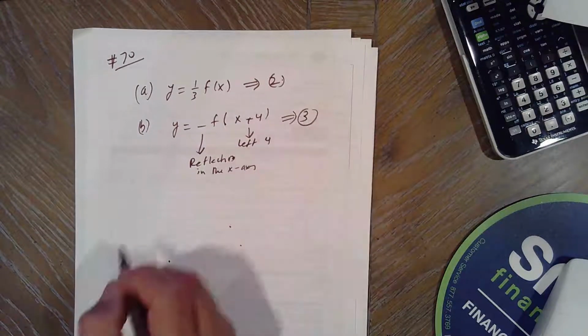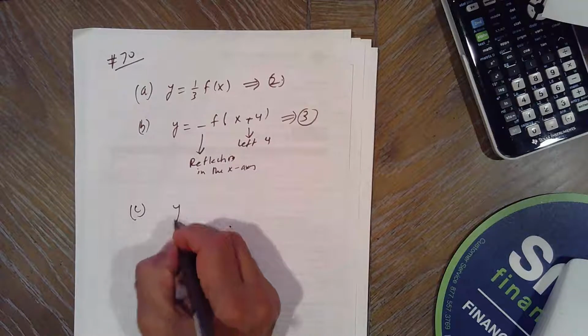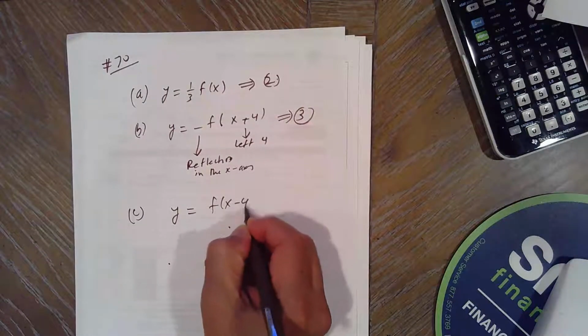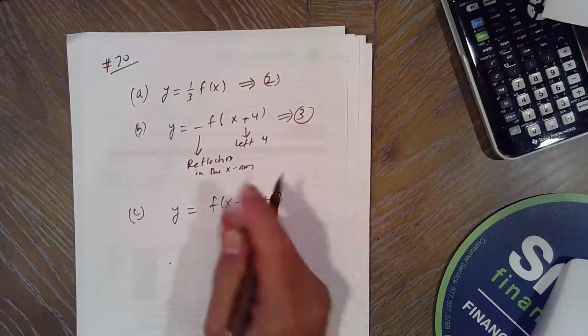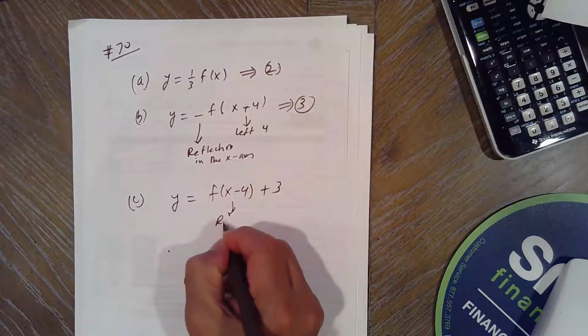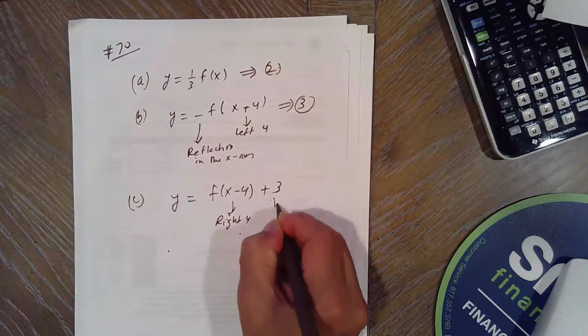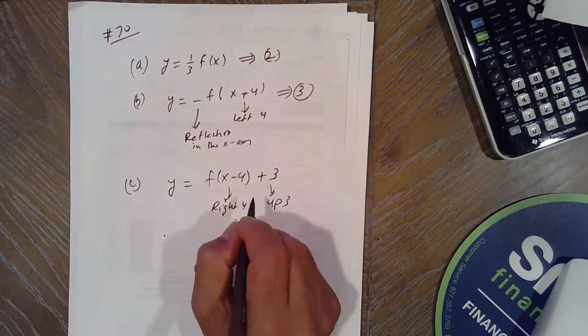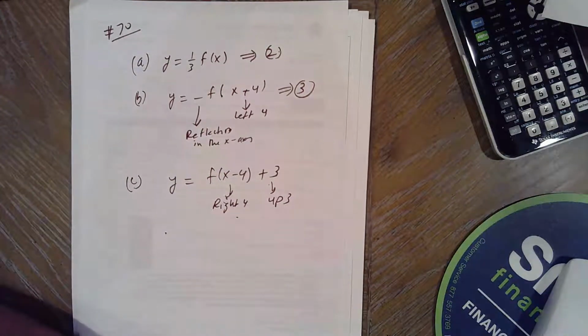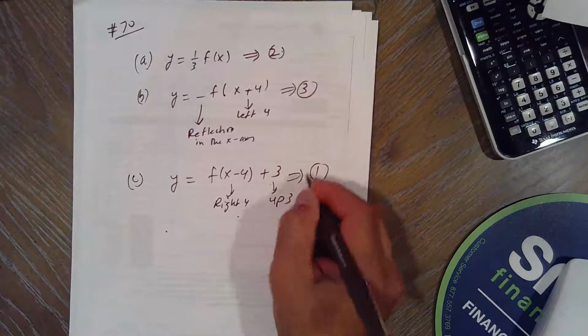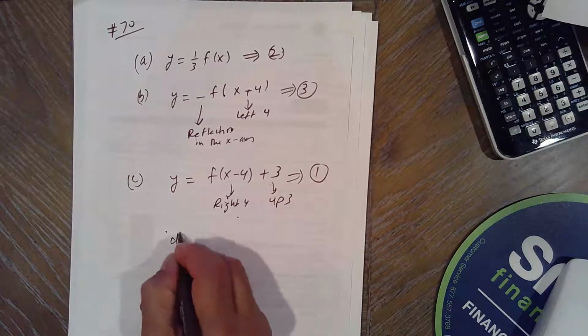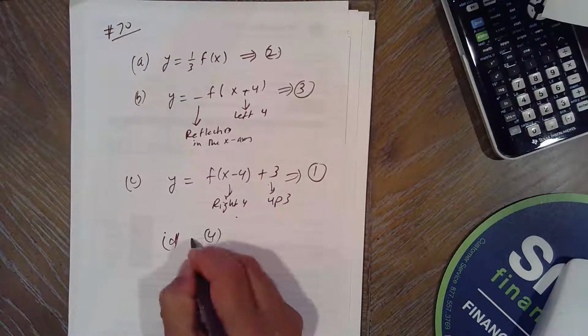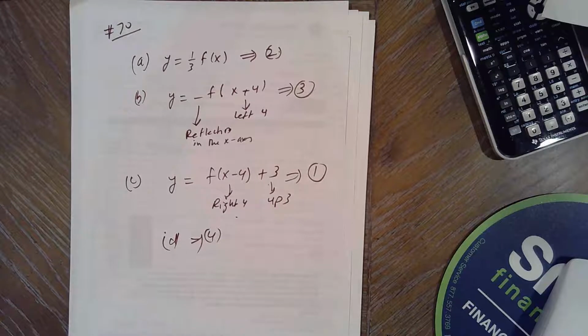Let's look at C. Y equals f of x minus 4 plus 3. Please look at the graph while we're doing this. Right 4 and then up 3. So the blue graph is going to go right 4, 1, 2, 3, 4. Obviously 1 is the only one that's going to match that. And then what's left for D is 4, okay? Even without thinking about it.